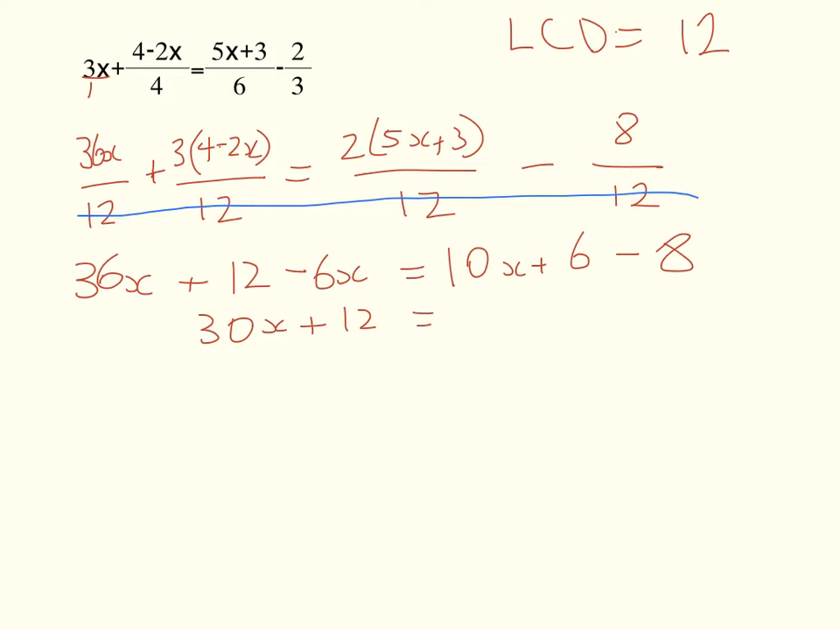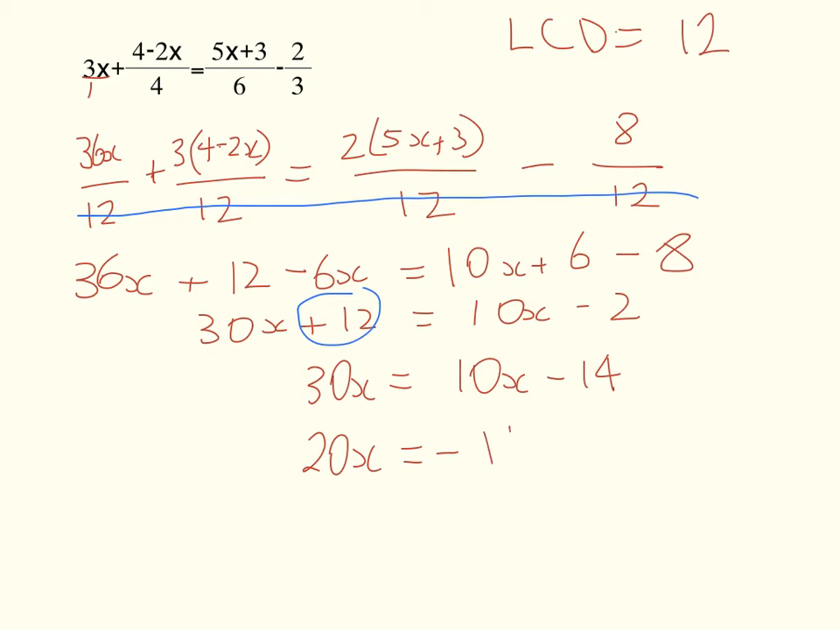I'm not sure if this was part of the question you were having problems with as well, but I'll run through it anyway. Equals 10x minus 2. I'll start by getting my constants over to the right. So I'll end up with 30x equals 10x minus 14. And then I'll take away 10x. I'll end up with what? 20x equals minus 14. I'll divide by 20, and that gives me minus 7 over 10 as our nice answer.